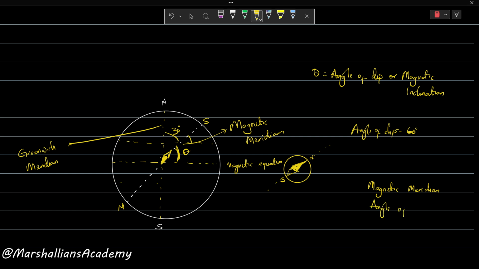Angle of dip. That's the angle of inclination between the magnetic meridian and any horizontal parts of the Earth's magnetic field. Horizontal is a straight line. And how do we measure angle of dip? Basically, the angle of dip is measured with something called a dip circle. This is the instrument that we use to measure the Earth's angle of dip, or magnetic inclination.